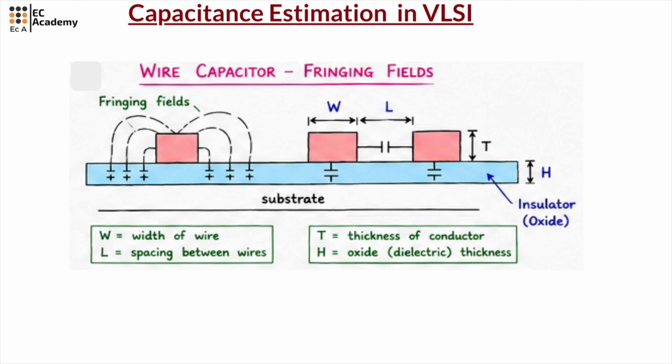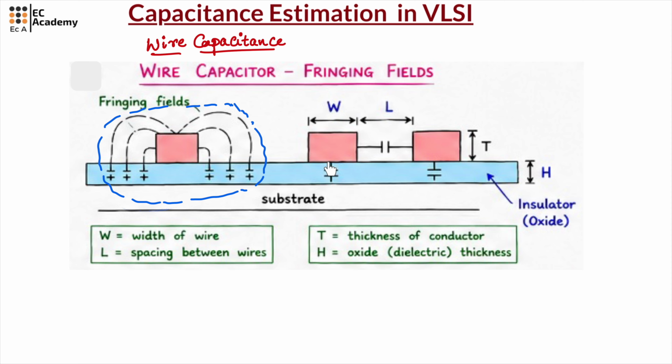Now comes the third major capacitance, which is wire capacitance. In a VLSI circuit, we connect different transistors using metal wires. These wires also have capacitance. If you look at this diagram, the electric field does not remain only directly between the conductors, but some field lines spread around the edges. These fields are known as fringing fields, and because of these fringing fields, we get the fringing capacitance.